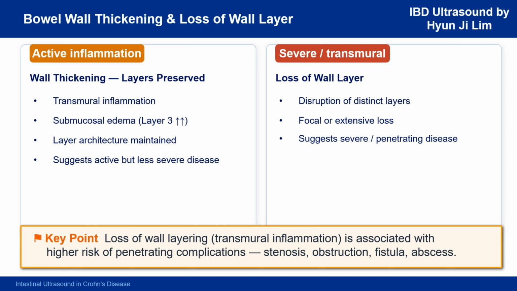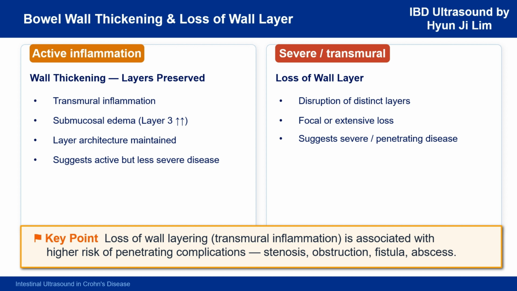Once bowel wall thickness is identified, the next question is, are the layers preserved or is there loss of wall stratification? Wall thickening with preserved layers is typically seen in active inflammation, often with prominent submucosal edema, meaning layer 3 is markedly bright and thickened. The architecture is intact, which generally suggests active but less severe disease.